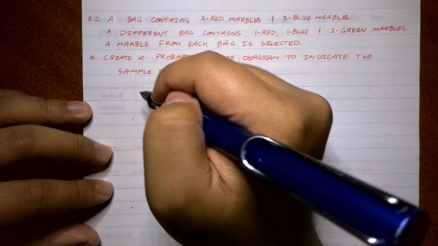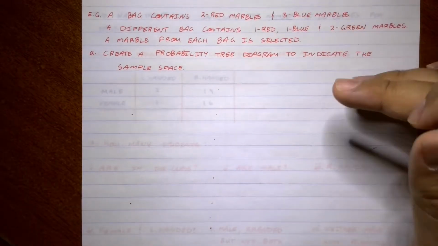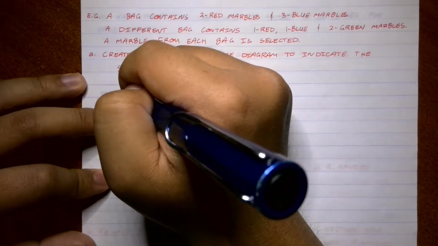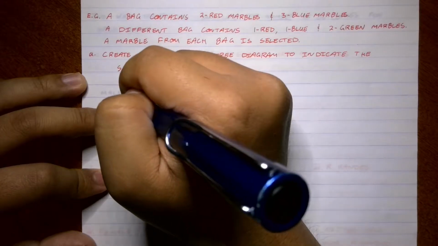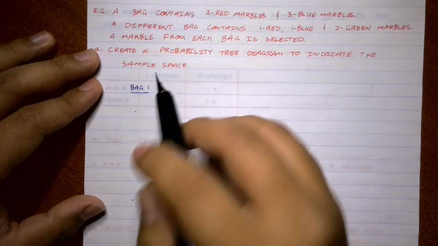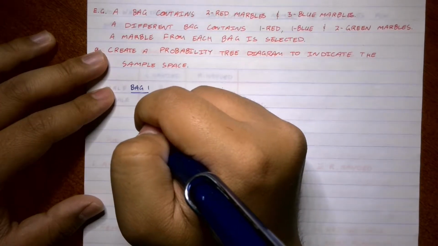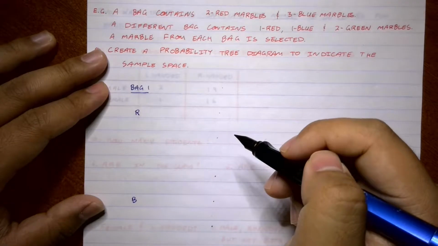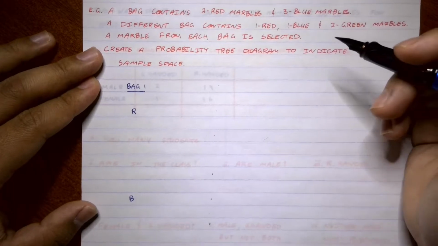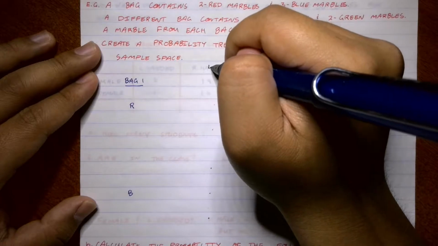Okay, so here we go. Here you see the little markings. It's good to plan ahead what it might look like. Our first bag: the only two things that can happen are red and blue, so I'm going to put that as red and blue. I'm going to leave the little branches open first. And the next one, bag 2.